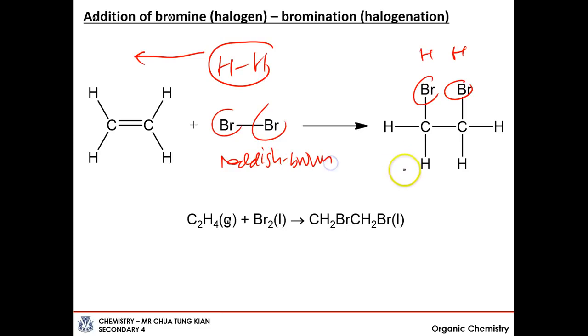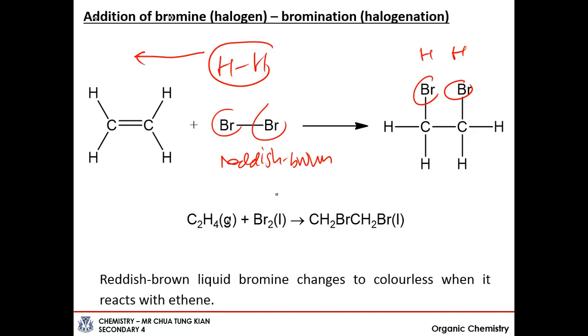So at the end of the reaction, when bromine is added across the double bond into the compound, it is gone, which means the color also disappears. So we can actually use this as a test for alkenes. When I have an alkene in the test tube, I can add in bromine water.